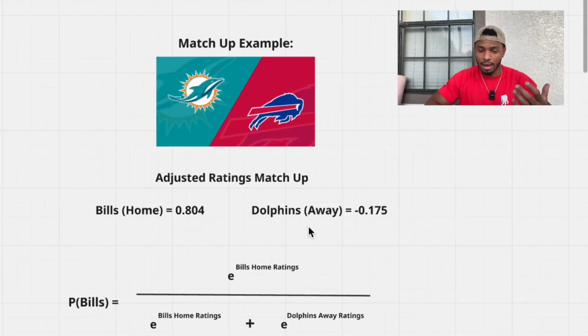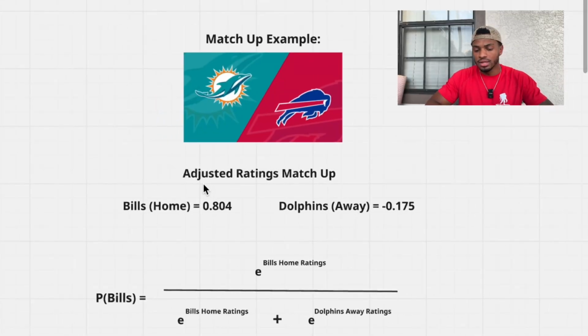So this is one that happened, I think, week 3. You have the Dolphins versus the Bills. So we take their adjusted ratings matchup, which is Bills at home versus the Dolphins on the road, because that's where they were in this case, and we see the Bills have 0.804 and the Dolphins had a negative 175, which, just looking at that, you can see who you think is going to win the game. Obviously, everybody without these numbers thought the Bills were going to win, and that's what they did.